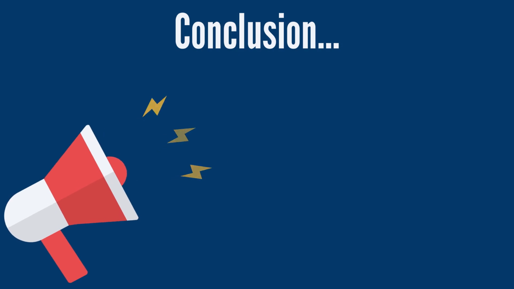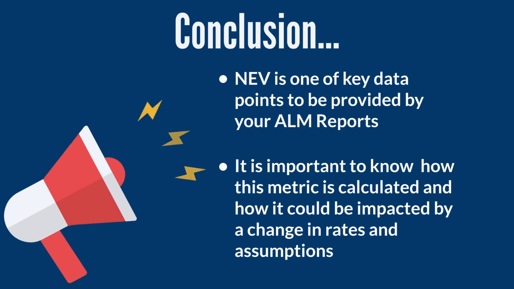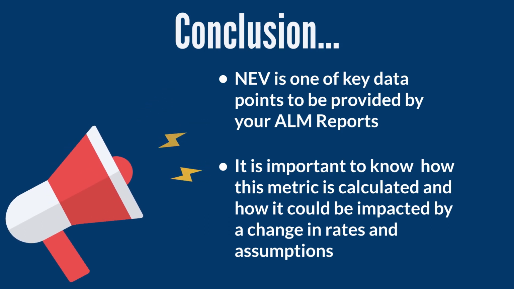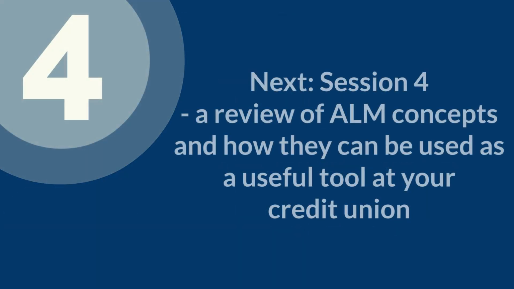As you can see, net economic value is a comprehensive and important calculation for both management and examiners to assess the interest rate risk exposure of a credit union. Both management and the board of directors should have an understanding of what this ratio represents and how it can be impacted by a change in rates and modeling assumptions. For our next and final session, we will review the ALM concepts and show how ALM can be used as a useful tool at your credit union.